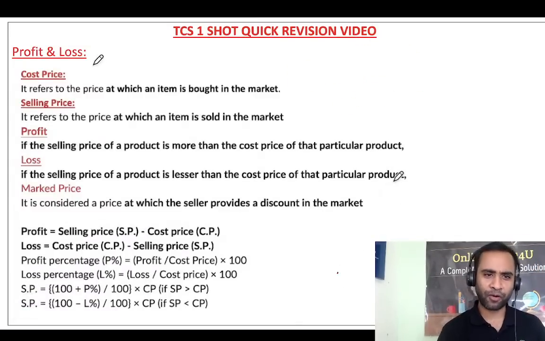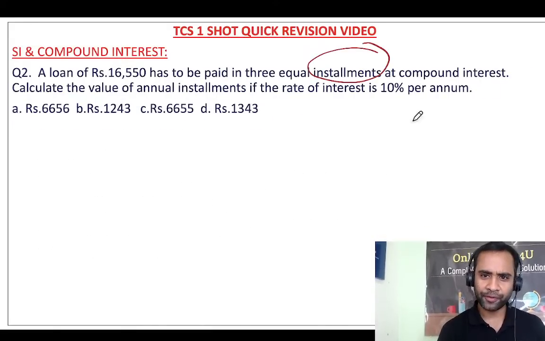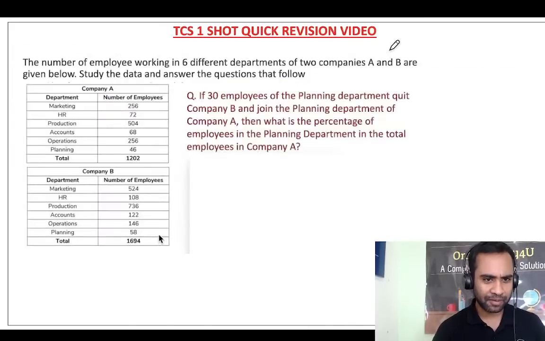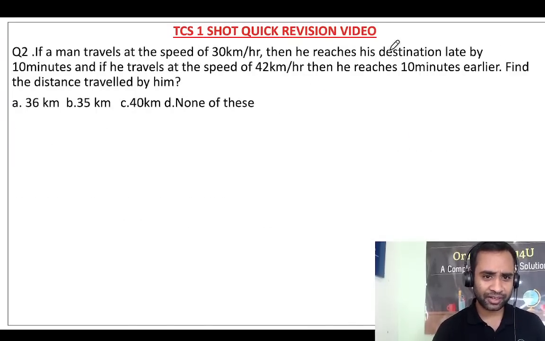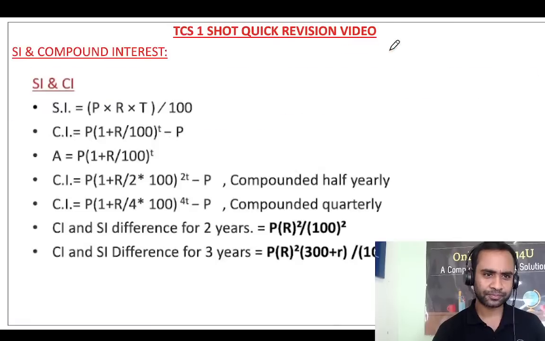So we have profit and loss now. Then we have simple and compound interest. We'll be doing installment based problems. Then we have statistics. Then we have time and work. Then we have time, speed and distance. And then we have mensuration. Okay. So a lot of things are still pending.